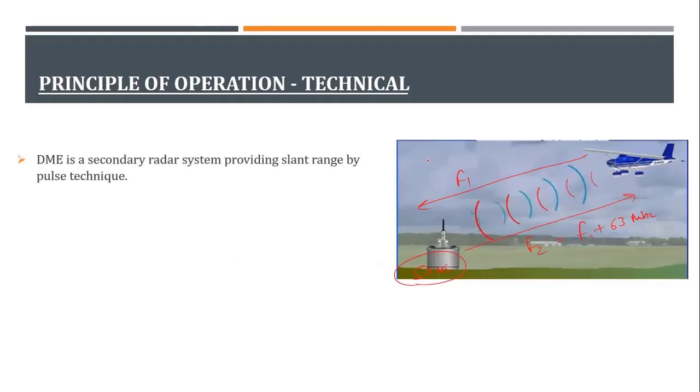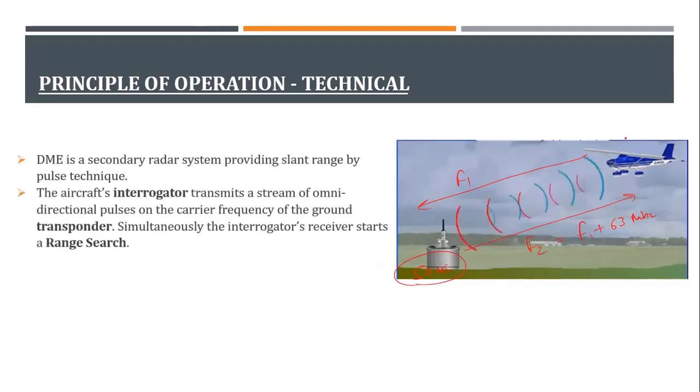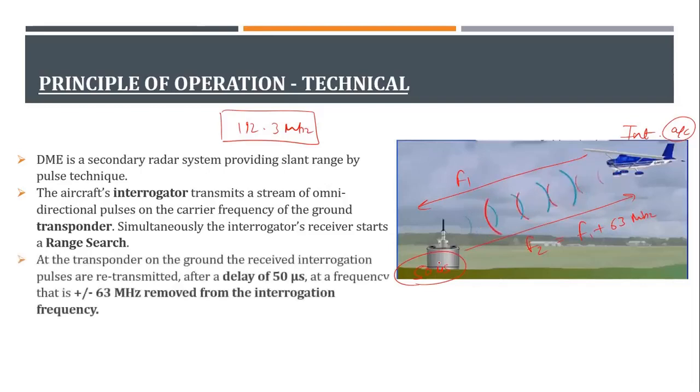Okay, if we go to the technical aspect, first the aircraft. This is the interrogator, right? The aircraft does not know where the DME station is, so it will transmit the signal in all directions. It can't just send it in the DME direction. That is known as range search. The aircraft does a range search. Where is the DME station? I have the frequency set, but where is the station? So it will send out the frequency. That range search will make the aircraft able to know where the DME is.